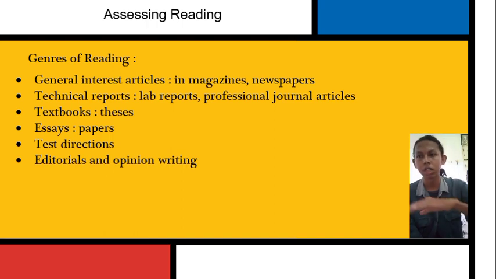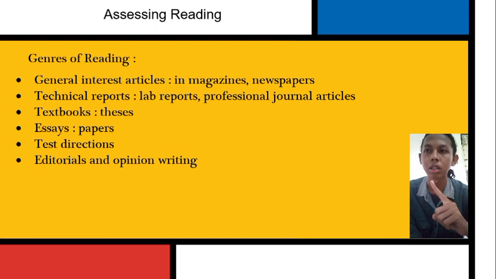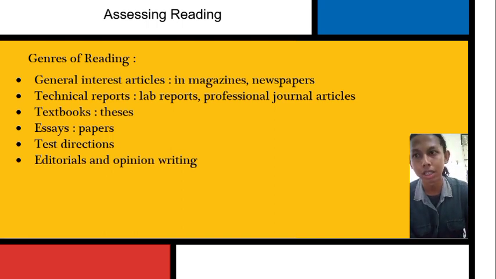Oke, kita akan mengulik dari genres of reading tersebut. Yang pertama adalah general interest articles. Kalian mungkin bertanya-tanya, apa sih contoh dari general interest article? Oke, saya akan menjelaskan bahwa contoh dari general interest article adalah magazines dan newspapers, atau majalah atau koran. And number 2 is technical reports. Nah, contoh dari technical reports ini adalah laboratory reports and professional journal articles.